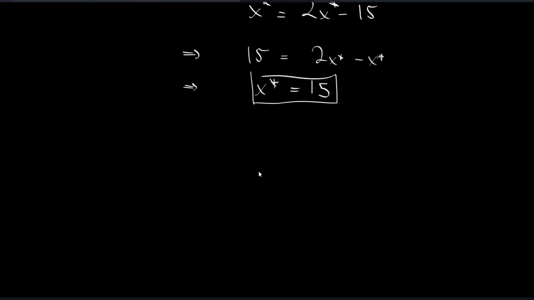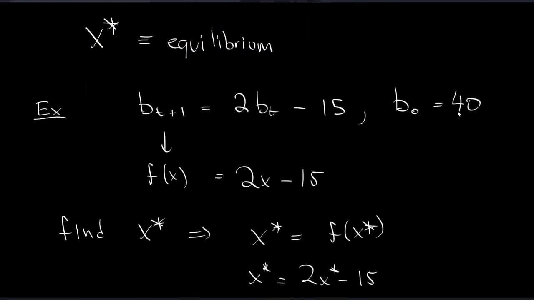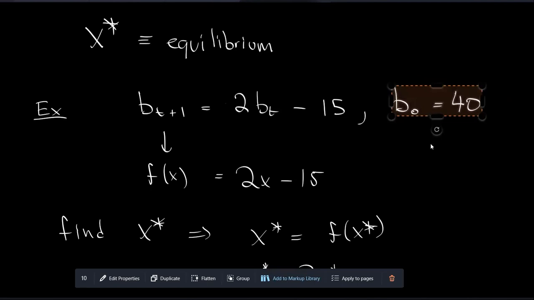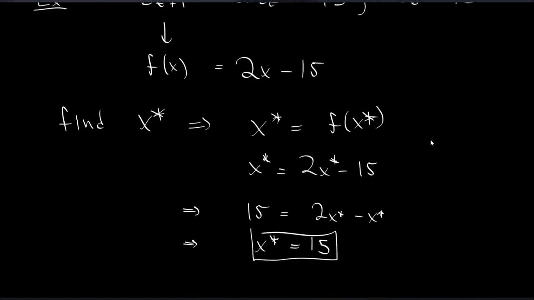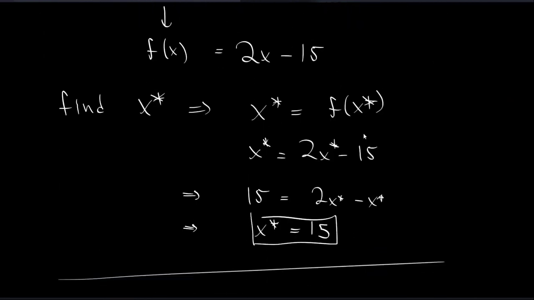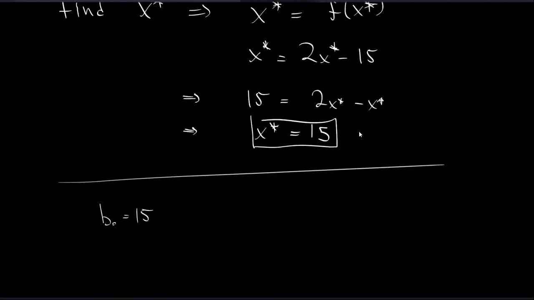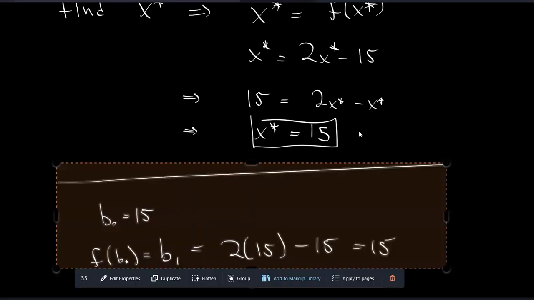Let's see how this plays out. If we take 15, say instead of b naught equals 40, let's say b naught equals 15. If we put 15 into our equation, b naught equals 15, and we take f of b naught, we see what our updating function is. It's going to be b1, but it's going to be 2 times 15, which is 30, minus 15, and it's 15 again. In other words, we got the same thing tomorrow as we had today. That's what our equilibrium is.